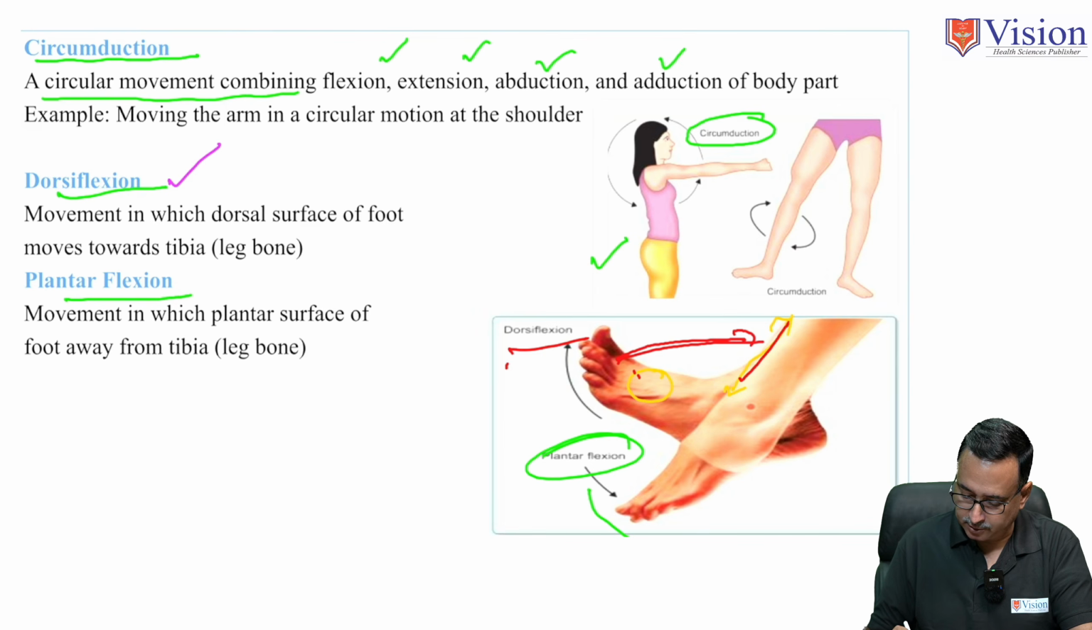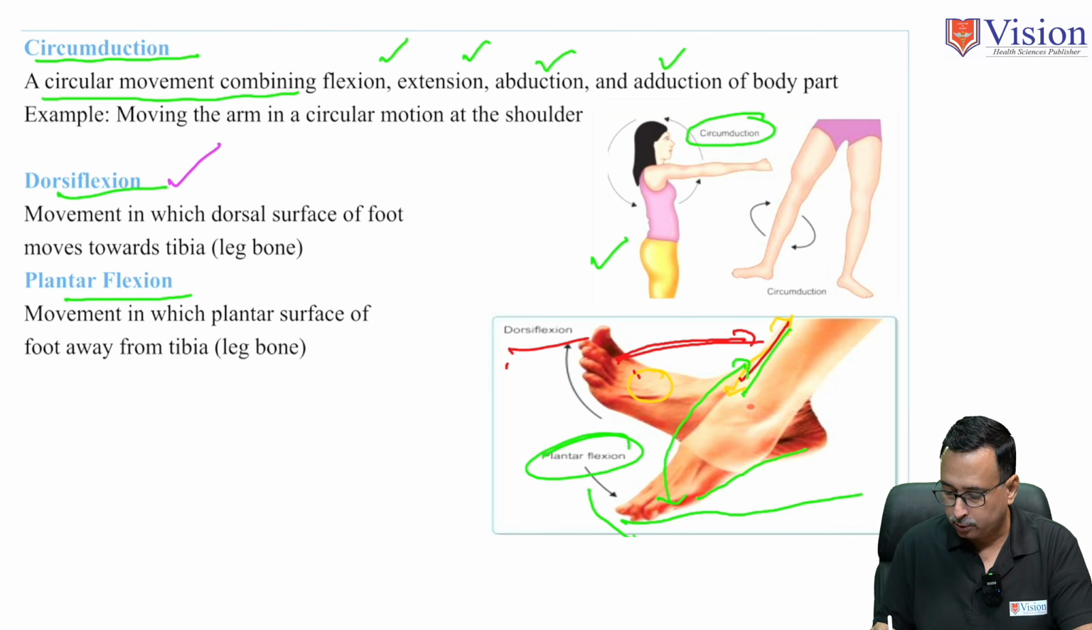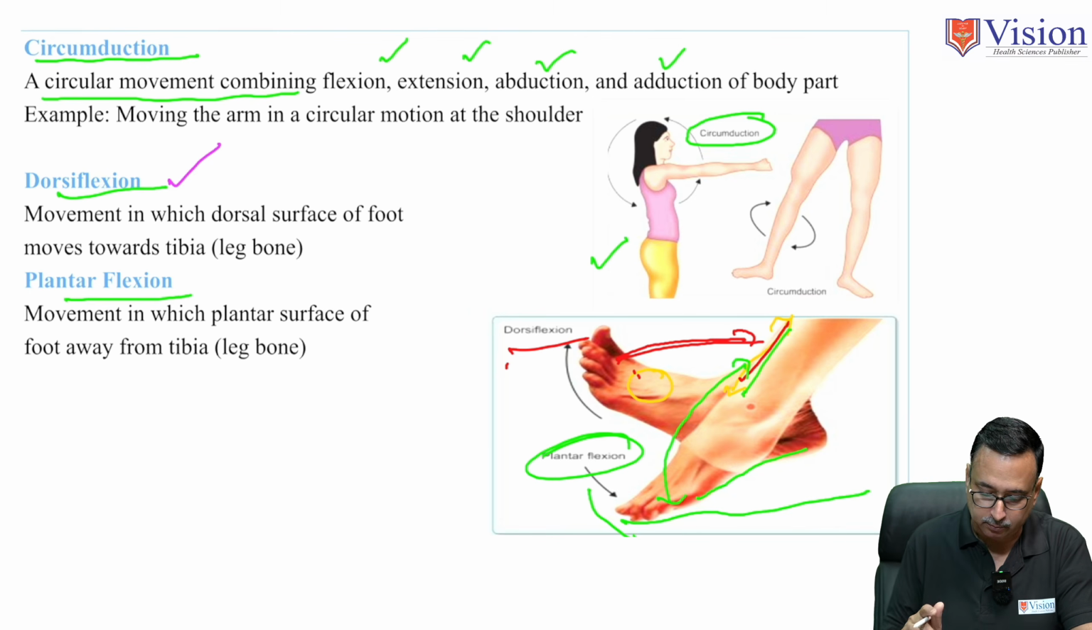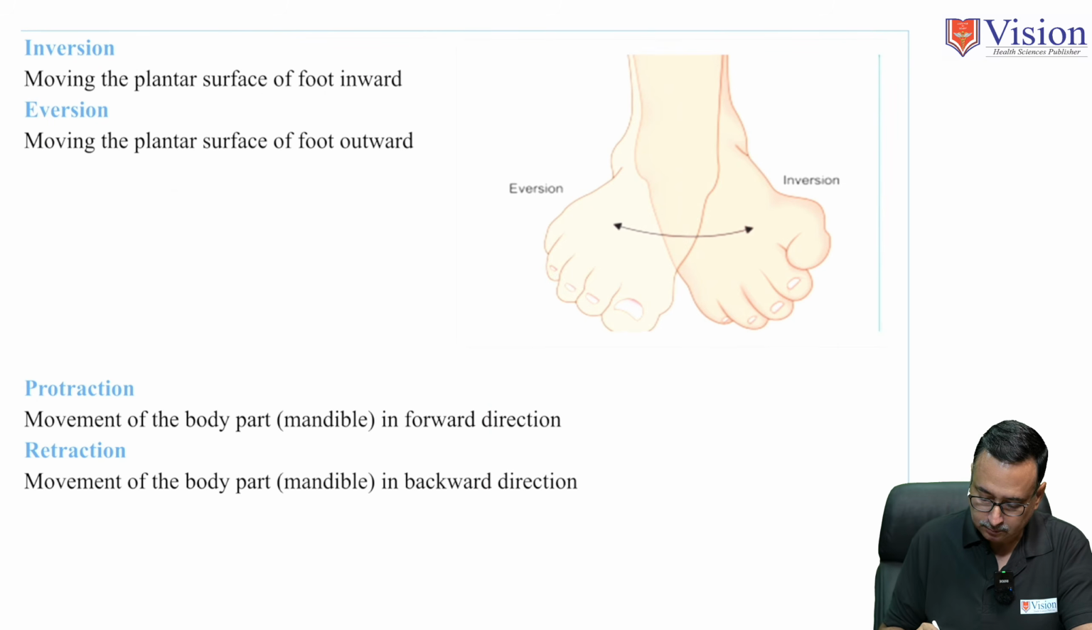So during plantar flexion, as we can see from the diagram, this is the plantar surface of the foot, while during this movement, this surface moves away from the tibia and the plantar surface comes closer to the horizontal plane. This is plantar flexion.